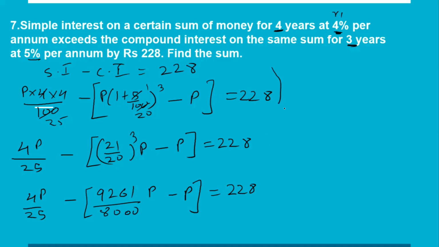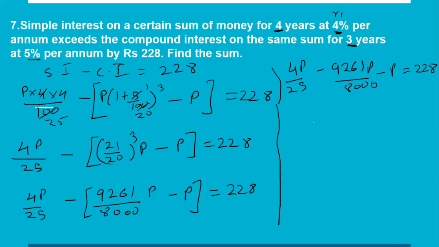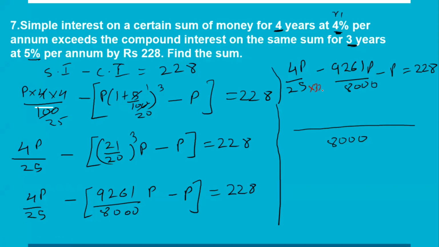Let us open the bracket and simplify it further. On simplifying it, 4P upon 25 minus 9,261 P upon 8,000 minus P is equal to 228. Now the LCM here is going to be 8,000. So here you'll have to multiply by 320, and here you'll be multiplying by 8,000 and dividing by 8,000.